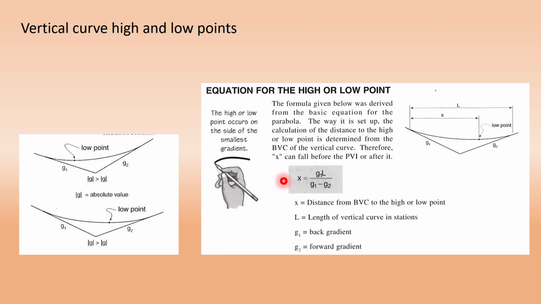The station of your high or low point is determined by this equation here, and x represents the distance from the beginning. It's always from the beginning here, from the beginning of your vertical curve out to wherever that high or low point is. And x is equal to your incoming gradient times the length of your vertical curve divided by the difference between your gradients, or the A dimension if you're looking at a book that calls that A.